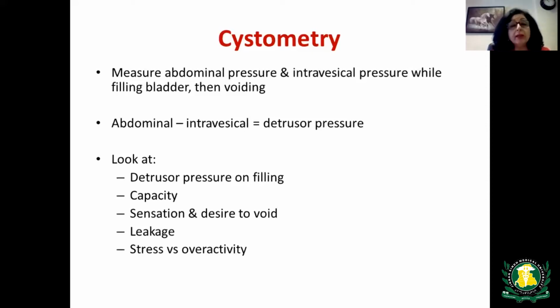So we then measure the detrusor pressure, which is the result of subtracting intravesical pressure from the intra-abdominal pressure, which is measured during cystometry. So the important parameters during urodynamics are the detrusor pressure on filling, the capacity of the bladder, the sensation and desire to void, and the episodes of leakage, and that will help you to differentiate whether it is stress or overactive bladder.